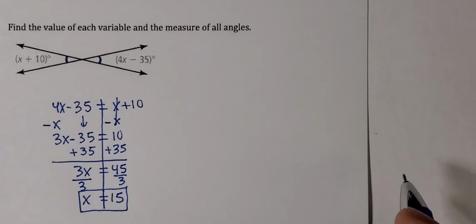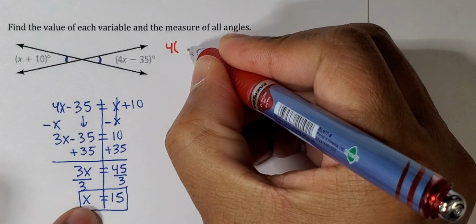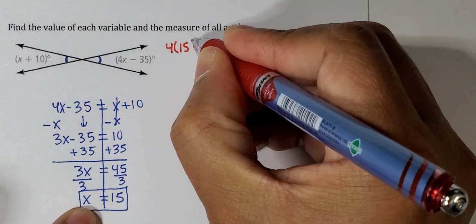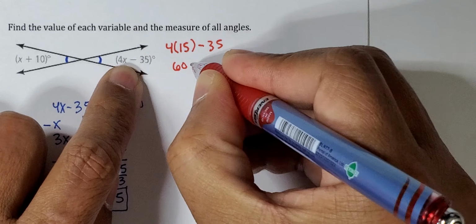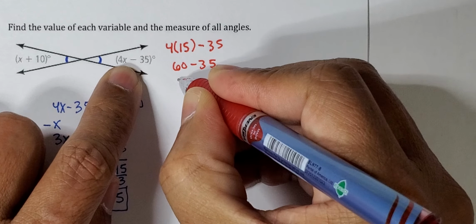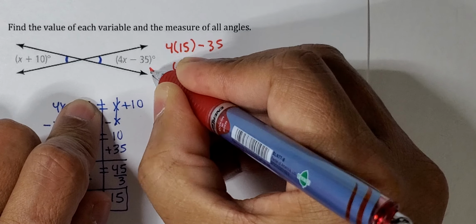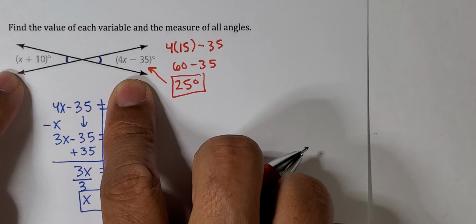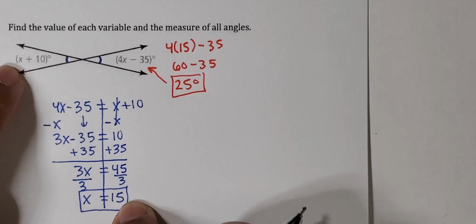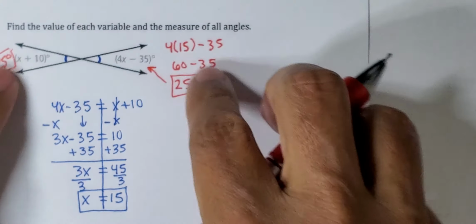Now, once I know the value of x, I can easily find the measure of each one of the angles at this intersection. So let's start with this one here. So this one says 4x, but instead of x, we just found that x is 15. So 4 times 15, minus 35. 4 times 15 is 60, and 60 minus 35 is 25 degrees. So this angle here has a measure of 25 degrees. But if this angle has a measure of 25 degrees, I know this one is also 25. But I can also check, because if x is 15, 15 plus 10, that's 25 degrees. Don't you agree? So we have these two angles.